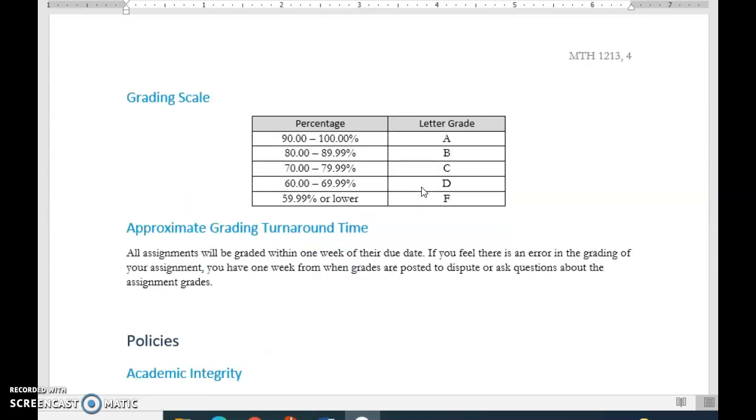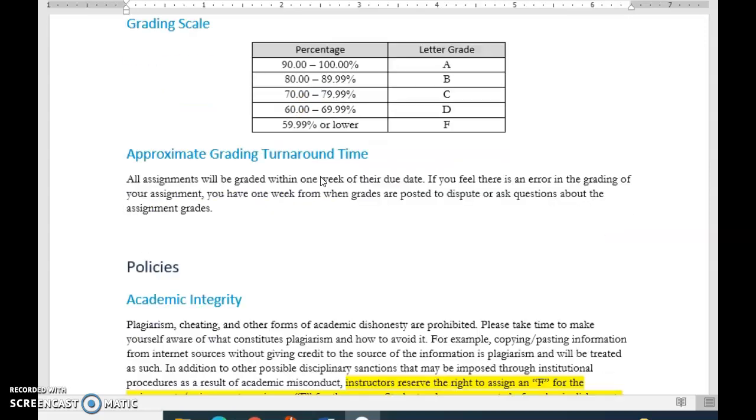Grading scale, it's pretty normal, but I did want to point out that if you make an 89.99%, that's a B. Okay, so if you want to make an A in the class, you need to make sure it starts with a 9. Okay, there is no rounding up in this class.